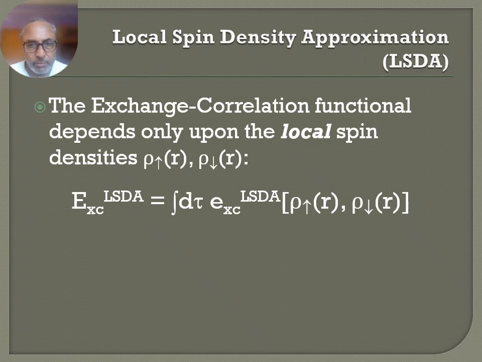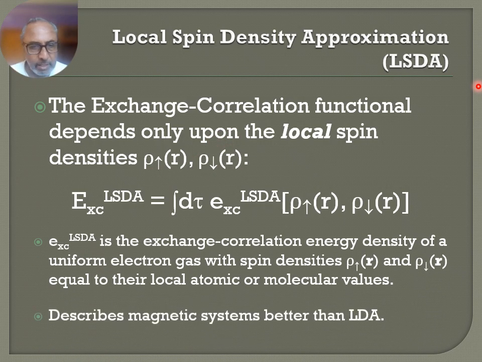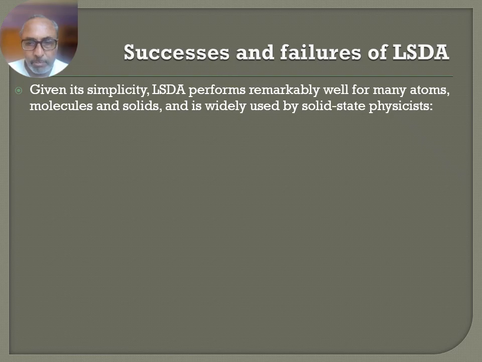A modification of this is the local spin density approximation, where the exchange correlation functional depends only upon the local spin densities, that is, the density of upspin electrons and the density of downspin electrons. The advantage of this is that it describes magnetic systems better than LDA. Given its simplicity, the local spin density approximation performs remarkably well for many atoms, molecules, and solids, and it has been widely used by solid-state physicists.